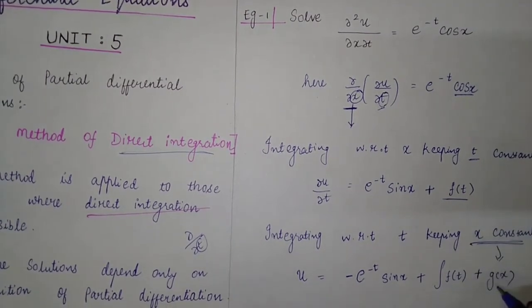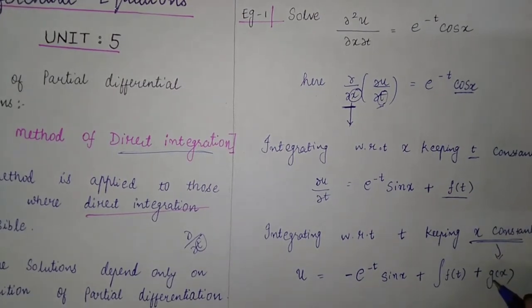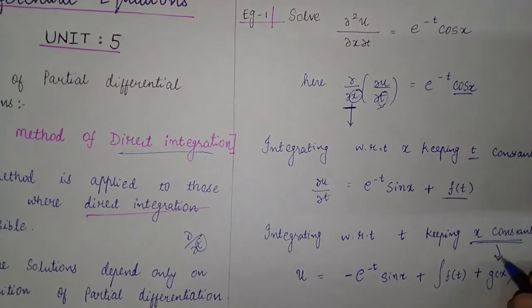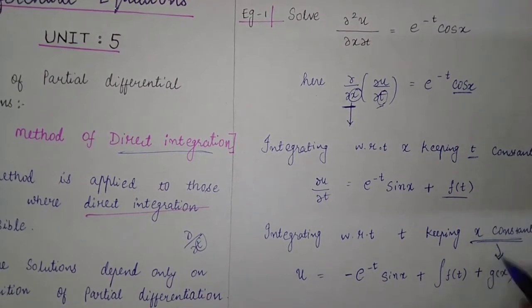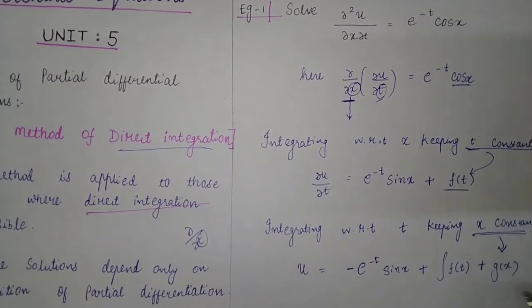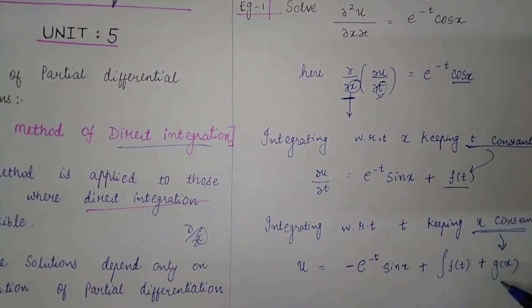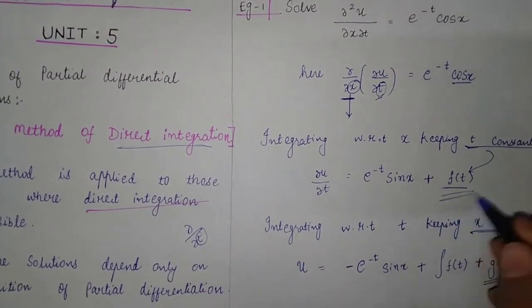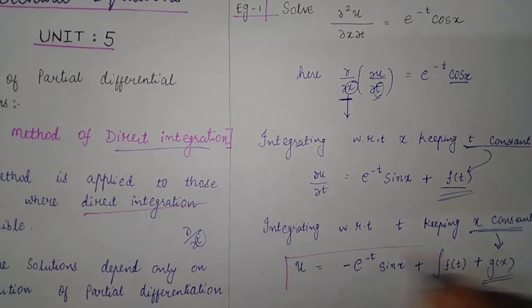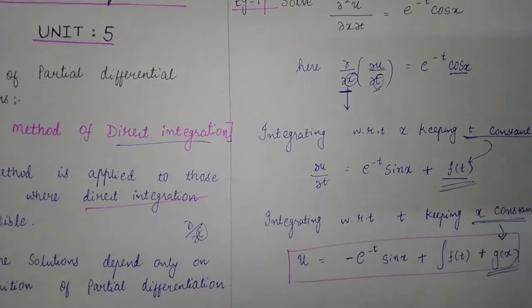You can write here h of x or g of x or anything, but here we have to write x as x is constant. Where t is constant, you have to write t. Whichever is the constant term, that term you have to add at the end. So this is the answer of this question.